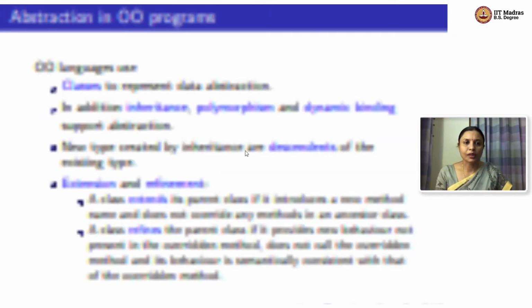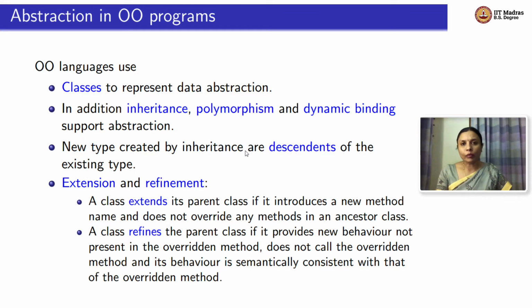We've already seen mutation operators for integration testing, but we're going to see now other aspects of testing that focus on these features. Just another recap of some more object-oriented terms that we will need to see us through these remaining two lectures. Why do we use classes in an object-oriented programming language? Because they represent data abstraction. It's a convenient way of putting together things that we need in one place, things that handle data in one place that is abstracted out. In addition, we have class inheritance, polymorphic methods, and dynamic binding. They also support abstraction. A new type can be created by inheritance, and they become descendants of an existing type.